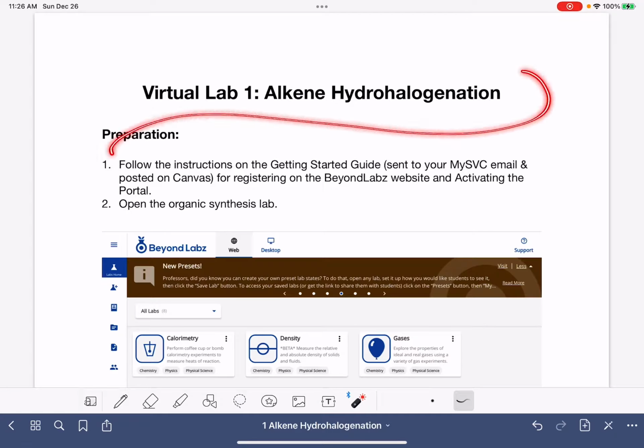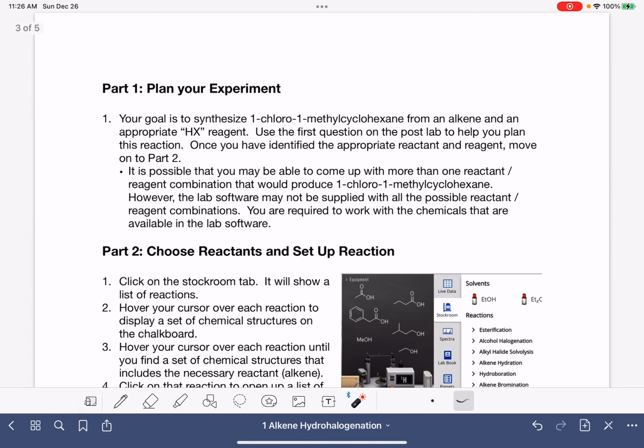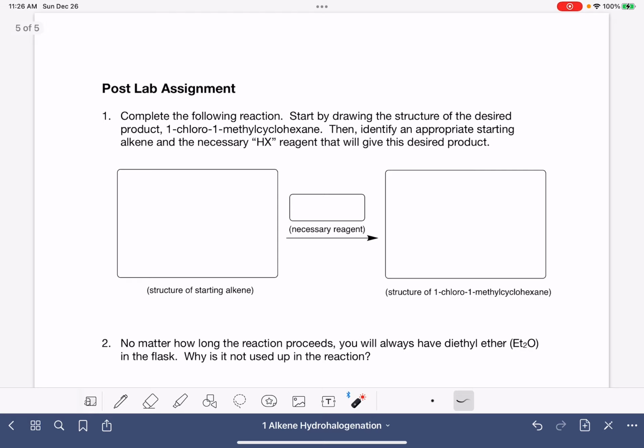I'm going to walk you through the post-lab assignment for Virtual Lab 1, Alkene hydrohalogenation. It's a pretty small assignment, only 2 questions. First question is going to ask you to complete the reaction. You want to start by drawing the product of the reaction. The product is 1-chloro-1-methylcyclohexane, so you're just going to draw that structure in the box right here.